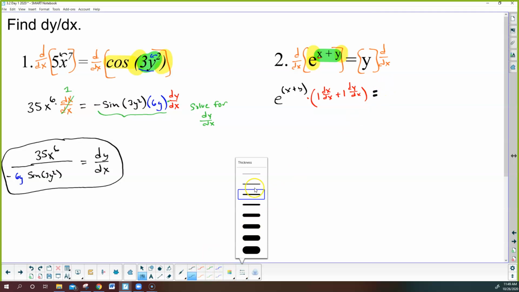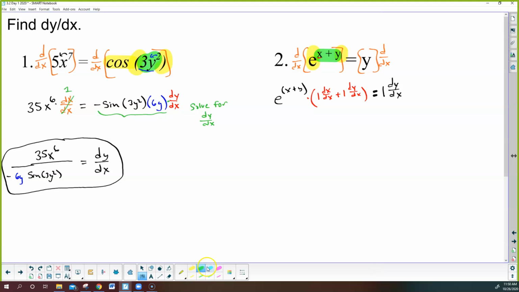And then that has to equal the derivative of the other side. Well, this other side, the derivative of y is 1 dy dx. So here's the tricky part now. I have to solve for dy dx's, and I have 2 of them. They both have to move over to the other side, but we have to use proper algebra to do so. Well, what's happening? This is being protected. So I need to first do some algebra to distribute.